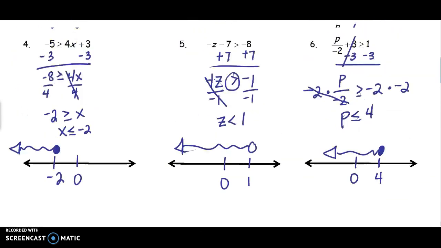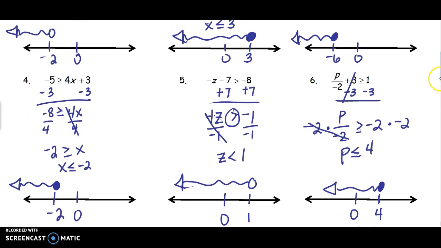And again, that's all I have for you. These all just happen to go to the left. Remember, they can go to the right. It just so happens that all of them point to the left. So try your in-class practice, get that checked, and good luck.